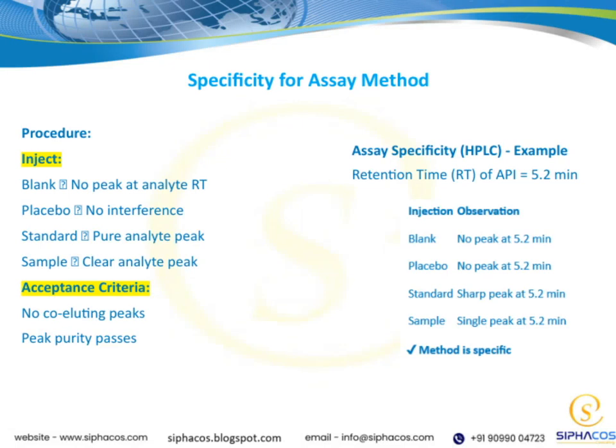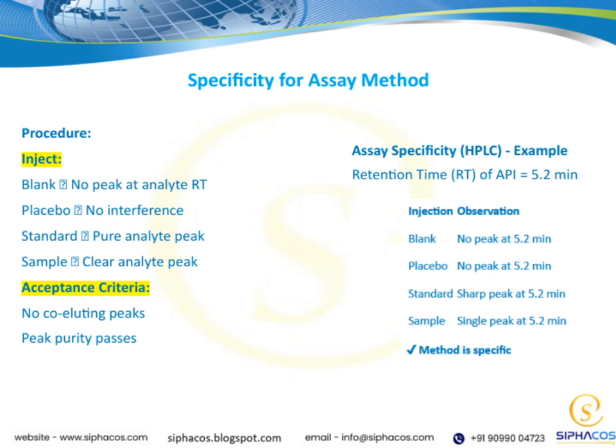Now let's look at an example of assay specificity using HPLC. The retention time, or RT, of our active pharmaceutical ingredient, or API, is 5.2 minutes. This is important because it helps us identify the analyte during the analysis. When we talk about specificity for our assay method, we need to ensure that the method can accurately distinguish the analyte from other components. The procedure involves injecting different samples: a blank, a placebo, a standard, and the actual sample.